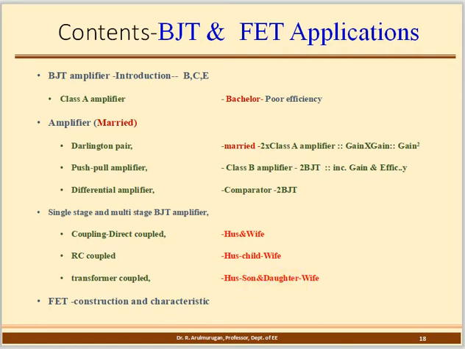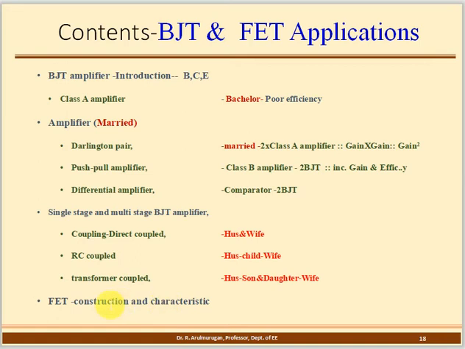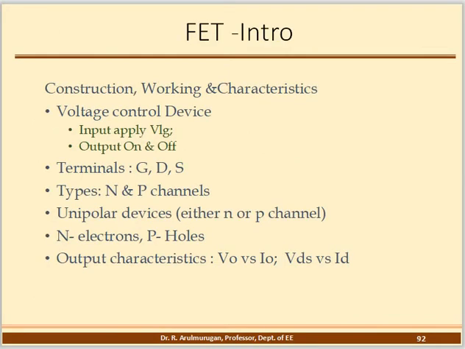Then followed by this, we are going to discuss the FET, its construction and characteristics. First, we look at the FET. FET means field effect transistor. FET is a voltage controlled device, whereas BJT is a current controlled device. If we apply an input voltage, based on that the output is on and off, and it works.